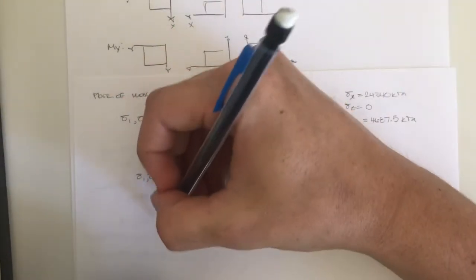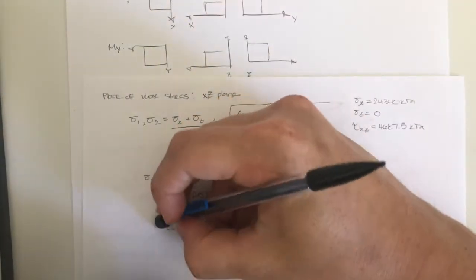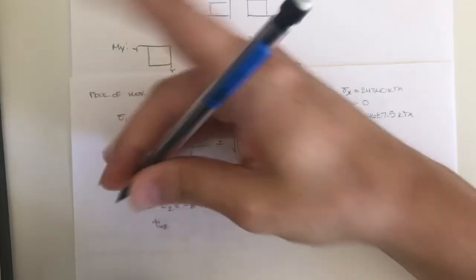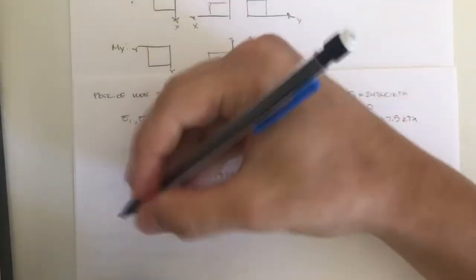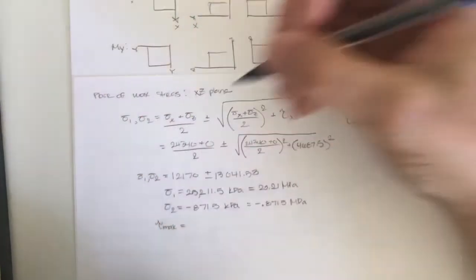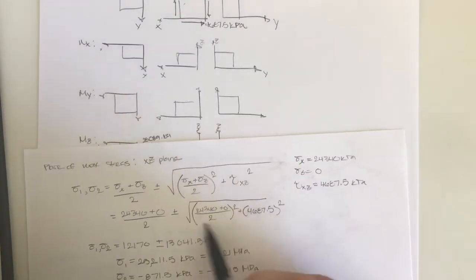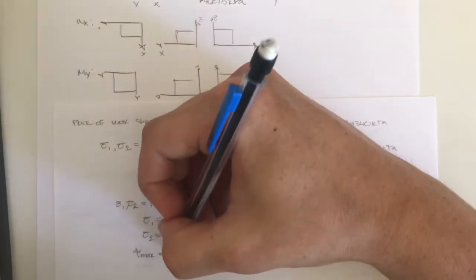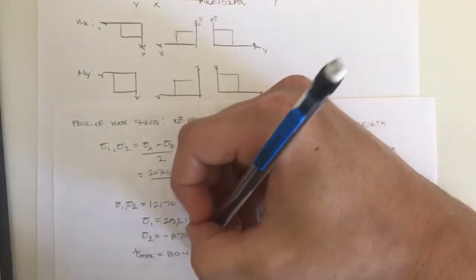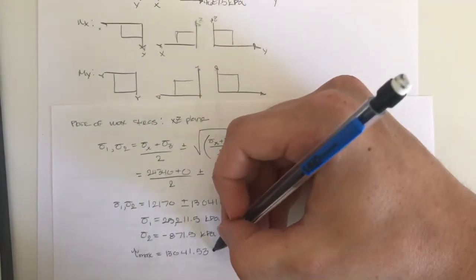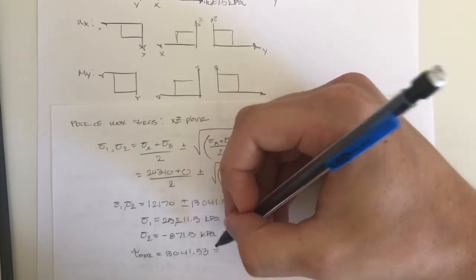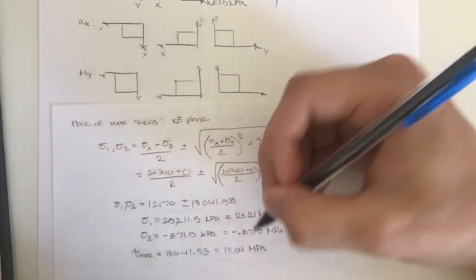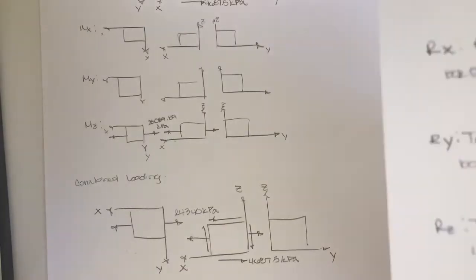And the max shear right here is equal to this whole value right here. So we solve for that, so that's just 13,041.53, which is equal to 13.04 megapascals.